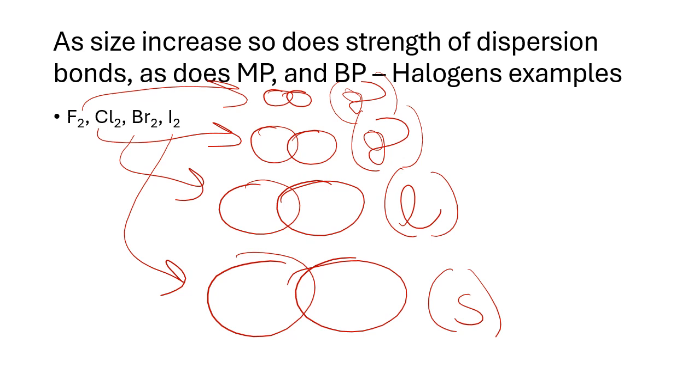So as you go down the periodic table, the radius increases. Again, here's another reminder to make sure you know the trend for radius. If you don't know that, you are in trouble.